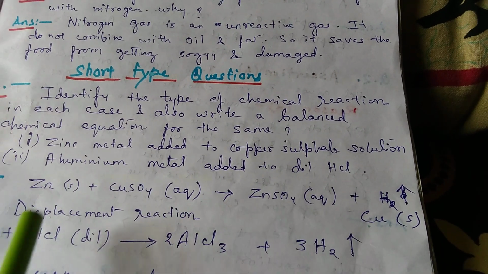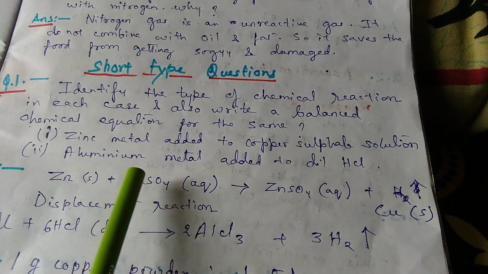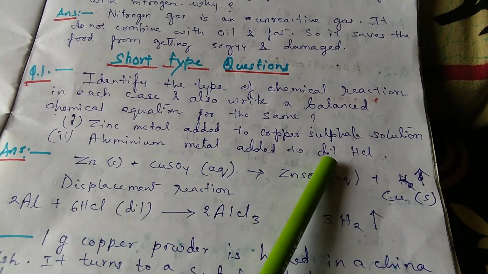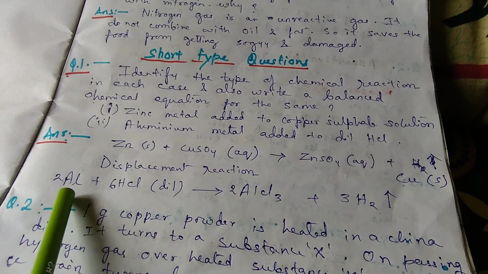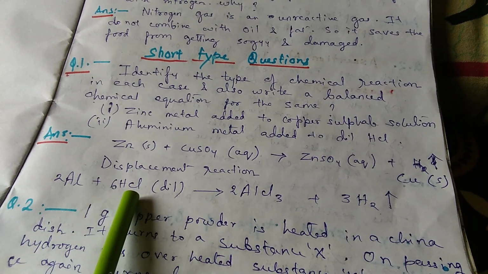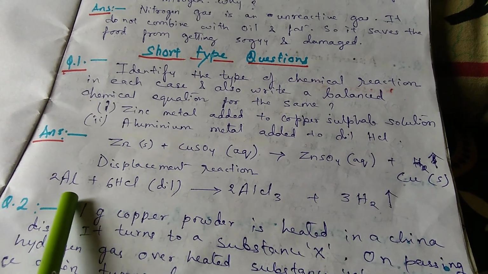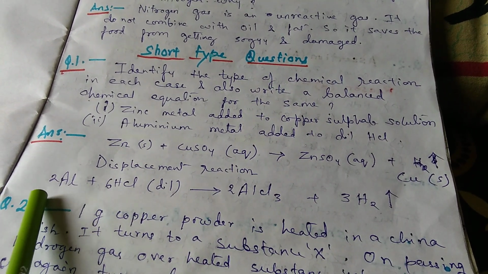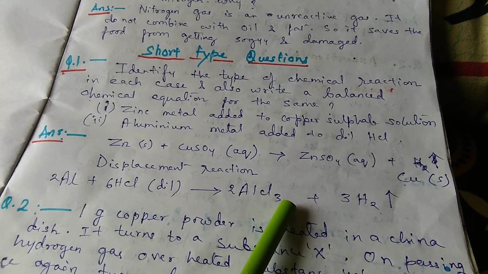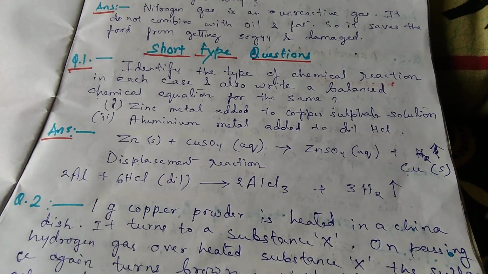Okay, so this is a displacement reaction. Why? Because zinc displaces copper from copper sulfate. Now the next one is aluminium metal added to dilute HCl. Here, aluminium Al reacts with dilute HCl to form AlCl3 and hydrogen gas. Here also aluminium displaces hydrogen from HCl to form AlCl3. That is, this is also a displacement reaction. Both are displacement reactions. Okay.